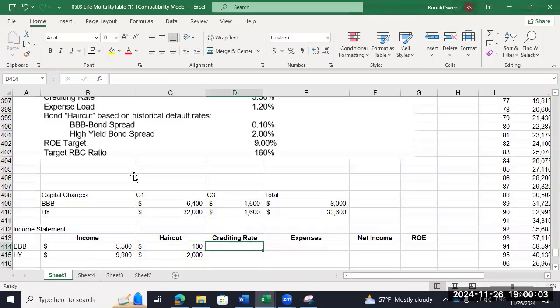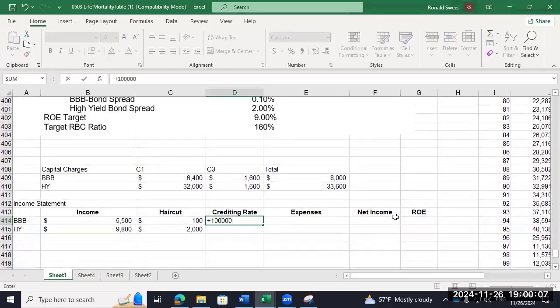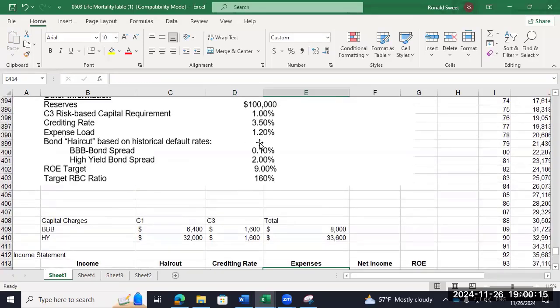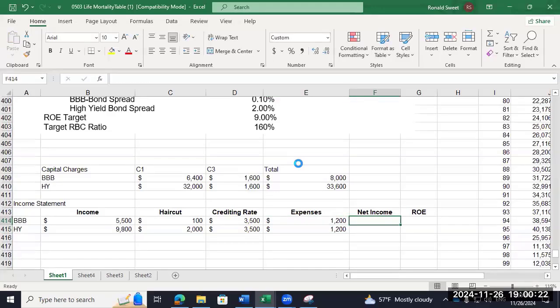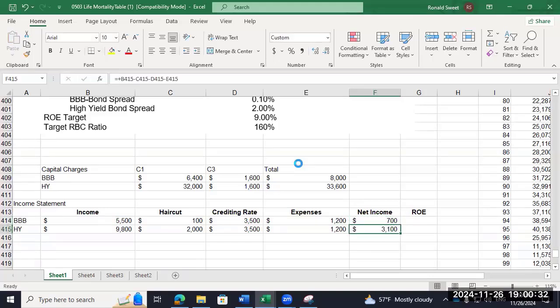The crediting rate is given up here, 3.5%. So you just do 100,000 times 3.5%. That's going to be the same for both. Expenses are given up here. Expense load 1.2%. So 100,000 times 0.012. That's going to be the same for both. Your net income is going to be your income minus your haircut, minus your crediting rate, minus your expenses. There's your net income, $700 for triple B, $3,100 for high yield.